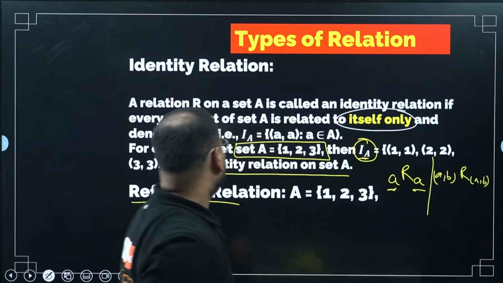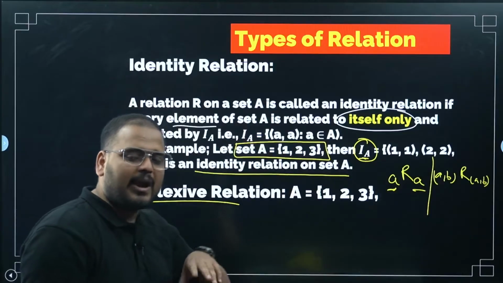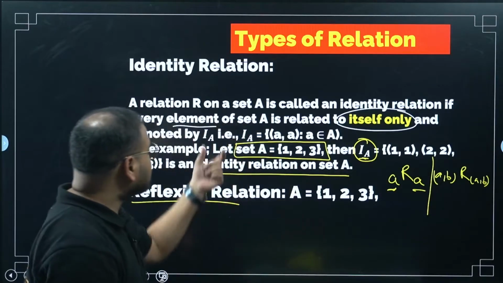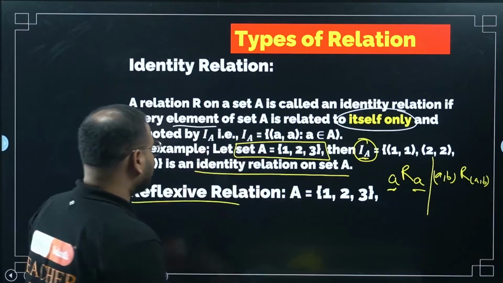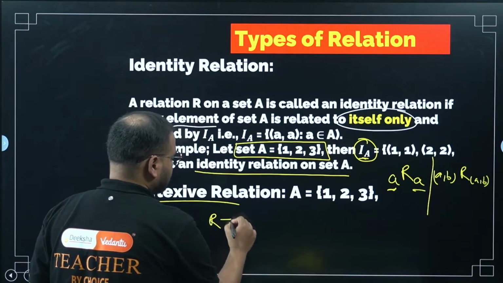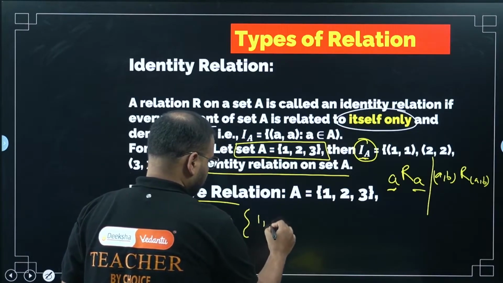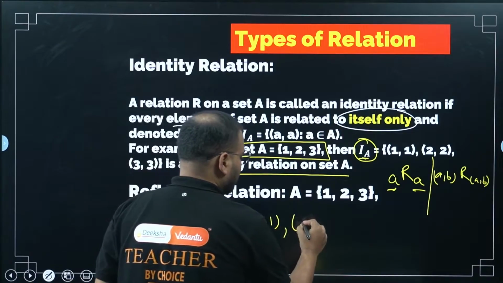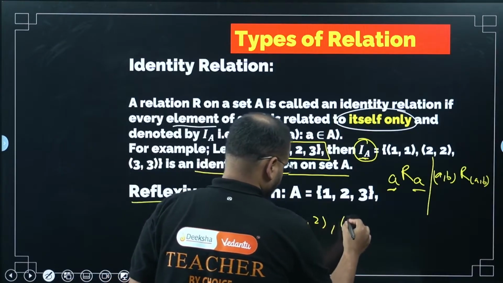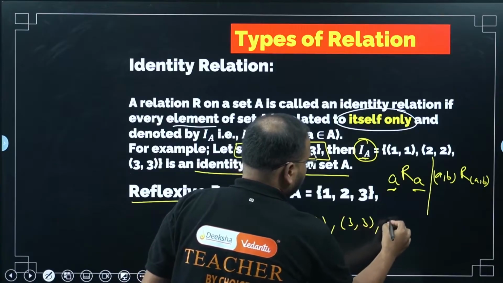Now the reflexive relation is very similar to identity, but not the same. This will have the relation, meaning if I am writing a relation, let's say like this, R is equal to {(1, 1), (2, 2), (3, 3), (3, 1)}.